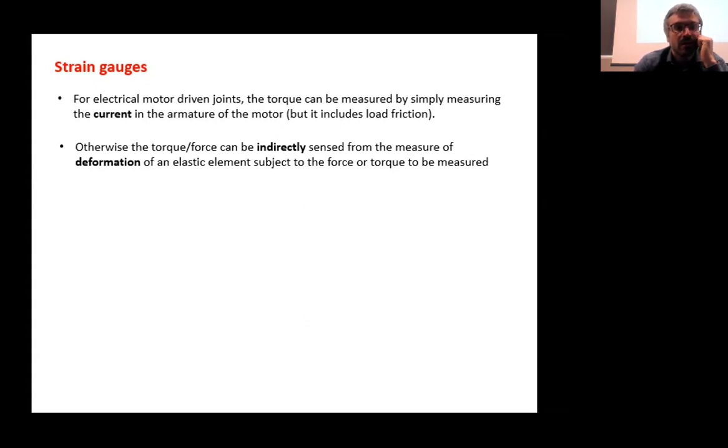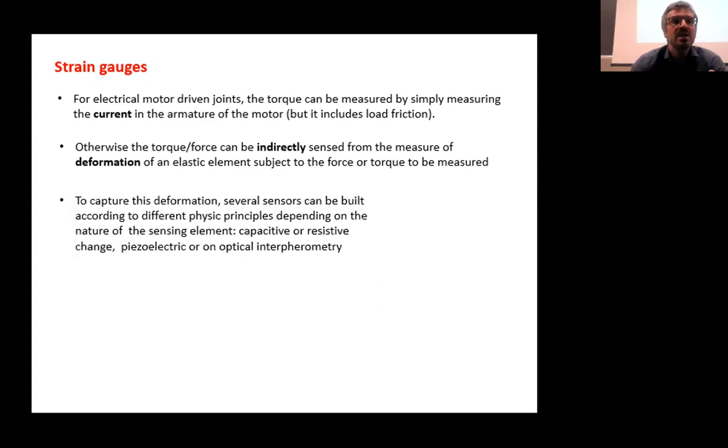And in the case of torque sensors, we indirectly measure the action of the force by measuring the deformation of an elastic element that is subject to the force or the torque to be measured. And to capture this deformation, there are several ways based on different physical principles, like variation in the capacitance or the resistance, or some piezoelectric effect, or optical interferometry. So what we want to do is to measure the external force applied to our robot by measuring the deformation, and we want to find a way to measure the deformation.